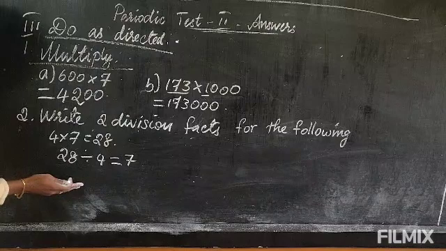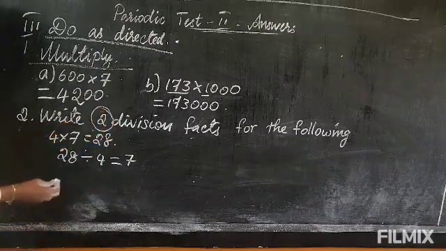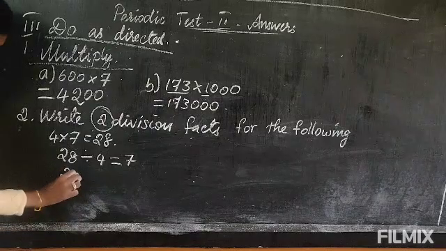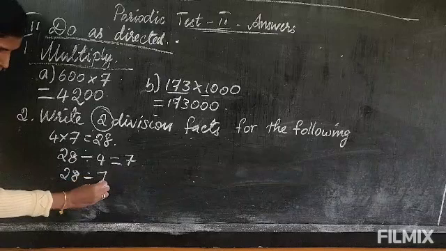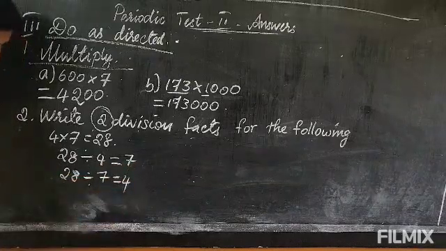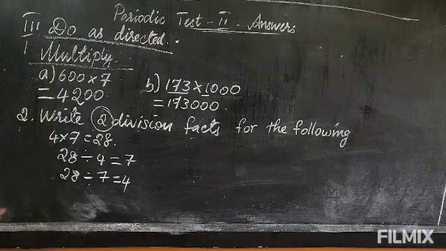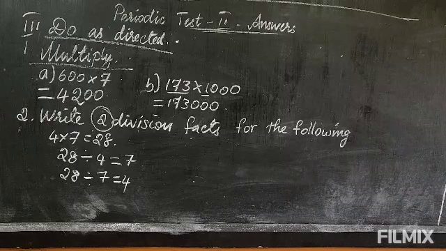Now for the next division fact, for this you have to write two division facts. So for the next division fact, in the same way you write the bigger number first, write the division. Now just exchange the places of these numbers: 7 comes before the equal sign and 4 comes after the equal sign, that's all. So these are the division facts for the following. We will go for the next sum.